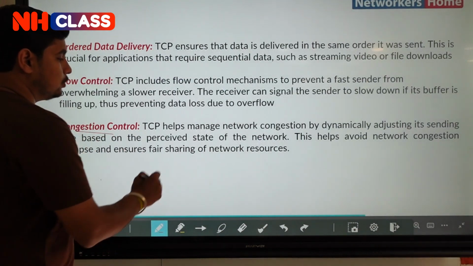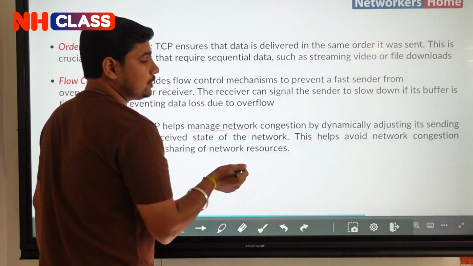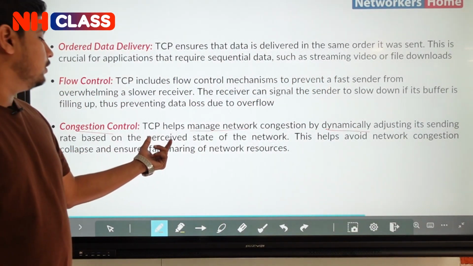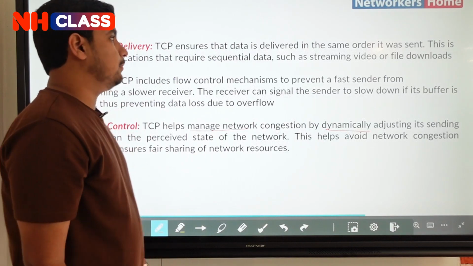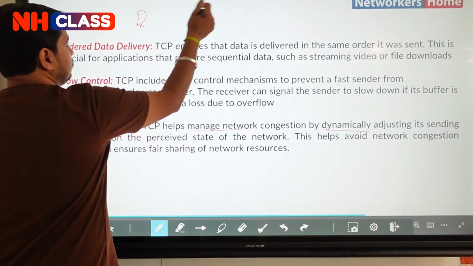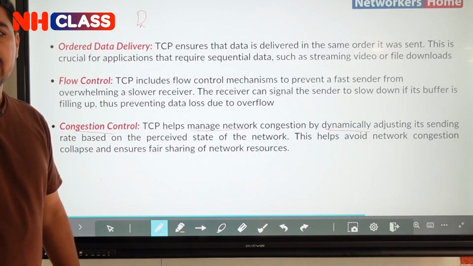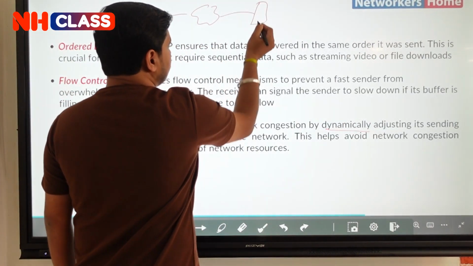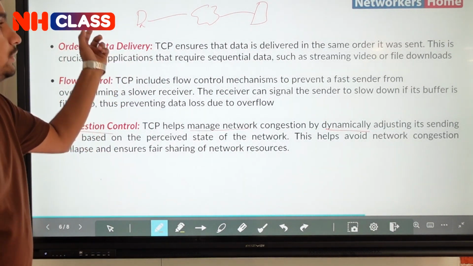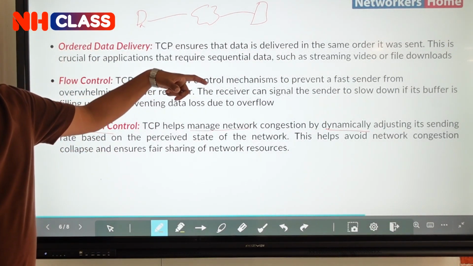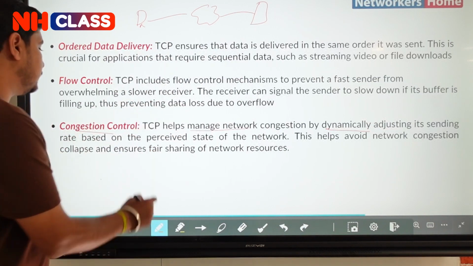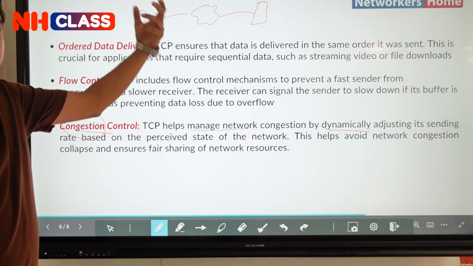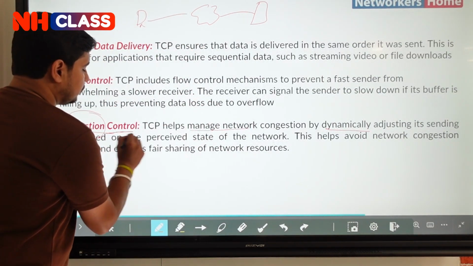Congestion control. TCP helps manage network congestion by dynamically adjusting its sending rate based on the perceived state of the network. Let's consider a traffic jam. I hope you have heard about the traffic jam. Same, guys, when over the internet we are exchanging data with the servers, in that scenario also there is a traffic jam, and that concept is known as congestion. How you deal with the traffic jam, that mechanism is known as congestion control.